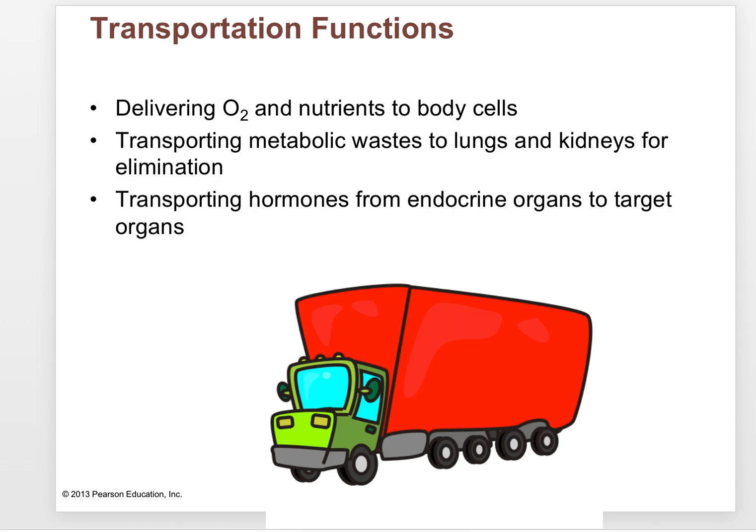Transportation. The blood is used like a highway system through the body. It transports oxygen and nutrients to all the cells of the body. It transports metabolic waste to the lungs and to the kidneys for elimination. It transports hormones from the endocrine organs to the target organs. So there's a lot of transportation going on in the blood.